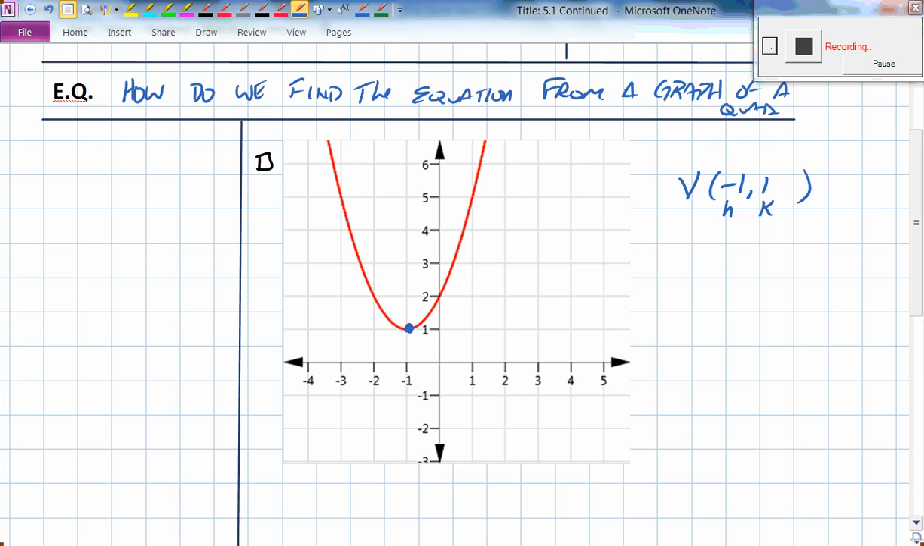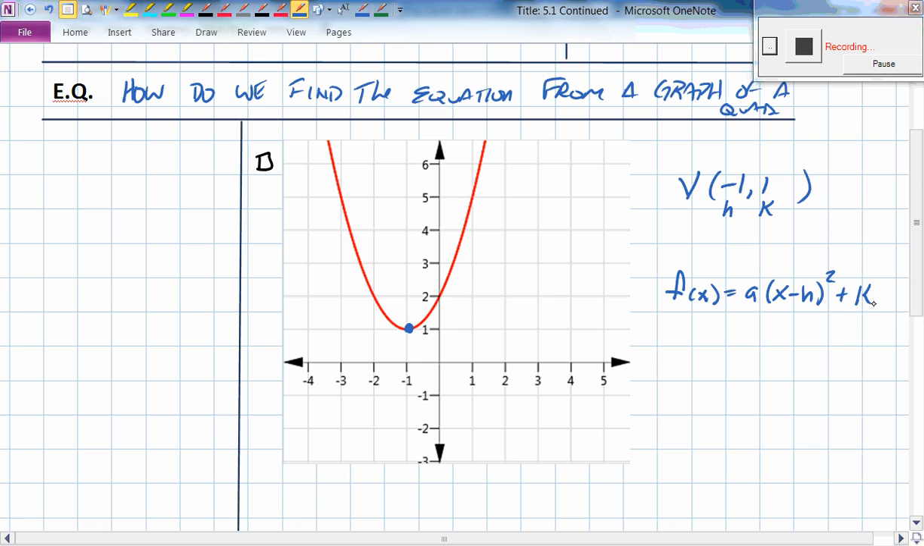And we need to write our general vertex form. The general vertex form is f of x is equal to a times (x minus h) squared plus k. This is called vertex form. Do you remember that from the other lesson? I found out yesterday there's a lot of holes in our understanding, so I want to make sure you understand the vertex form, because this is how you get back to what the equation is.